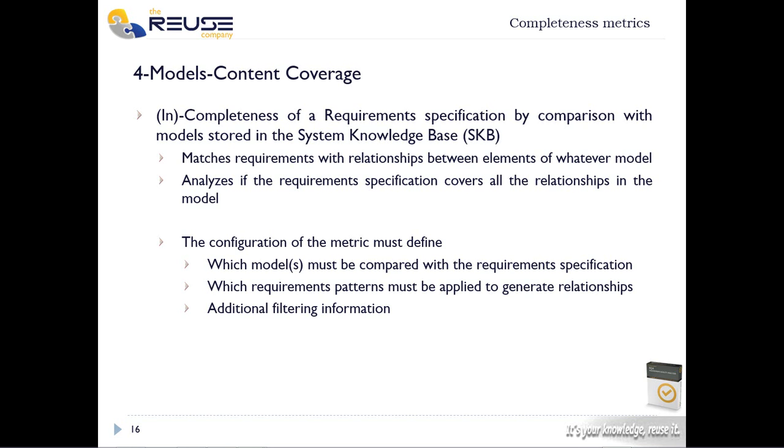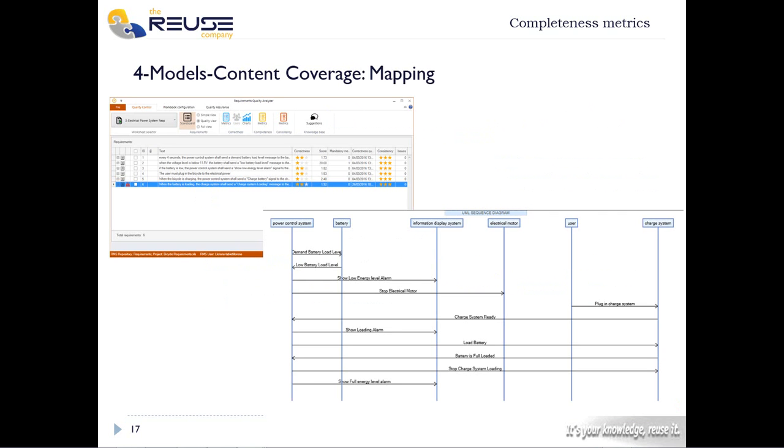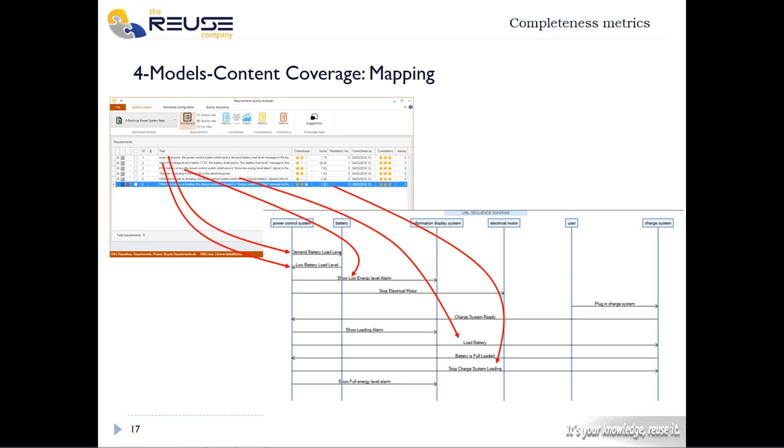In order to use this metric, at least two elements must be configured before it is used: which models will be compared with the requirement spec, and which requirement patterns will be used for analyzing the requirements. These patterns are necessary because, as we see in the slide, we will compare the relationships found in the models with the relationships extracted from the requirements through the patterns.